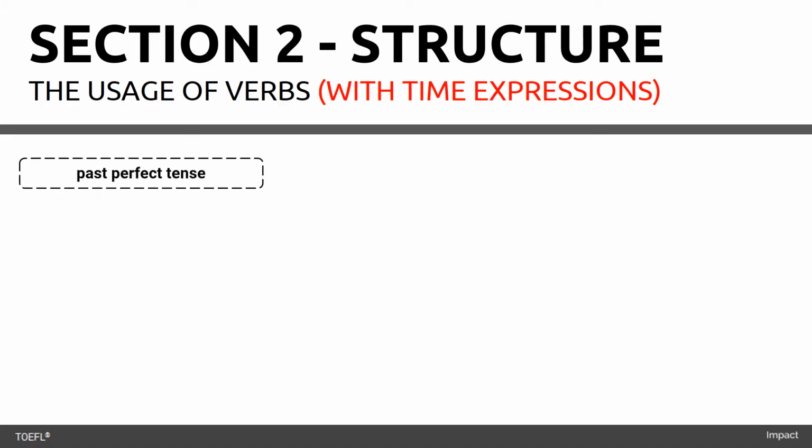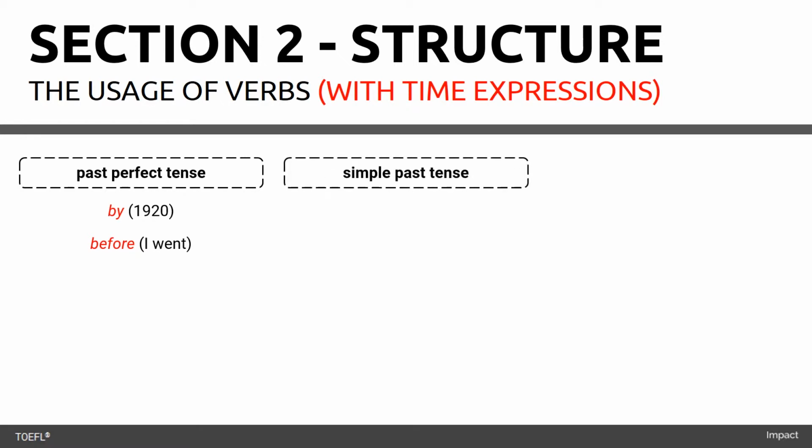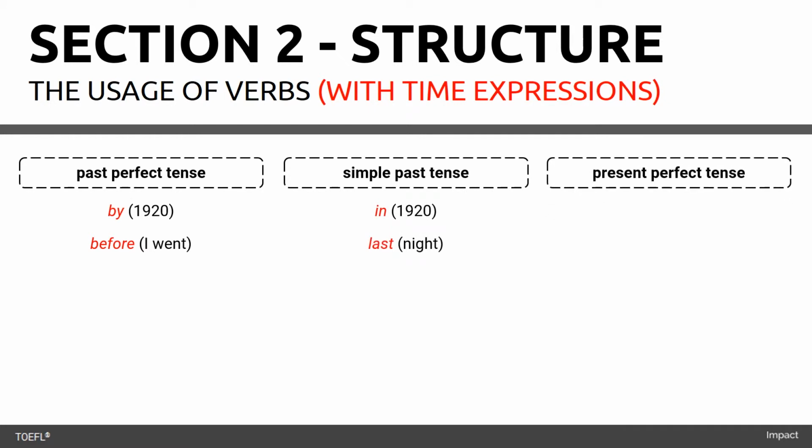Now that you know the past perfect tense, the simple past tense, and the present perfect tense, I will now tell you what time expression goes with each grammar structure. Past perfect tense uses the time expression by, like by 1920, or before I went. Simple past tense uses time expressions such as in, or last, in 1920, last night. Present perfect tense uses the time expression since 1920, and for 5 years.